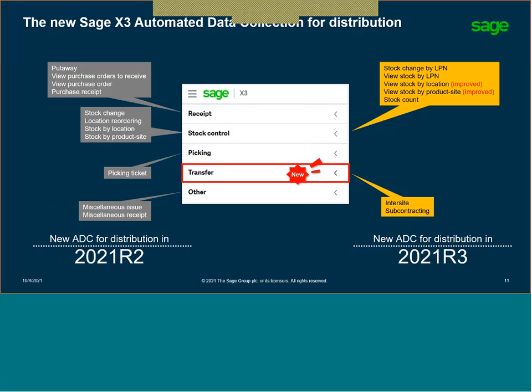So if you open, if you have an Android device, such as a Zebra 9300, in fact, you can see here we have added an additional block called transfer. So now it contains the intersite transfer and subcontracting transfer. And the same way, in the stock control block, we have added the stock change by LPN, the view stock by LPN, and the stock count. The stock count by location and stock by product site have been improved as well. So this is what you have now in the release 2021-03.